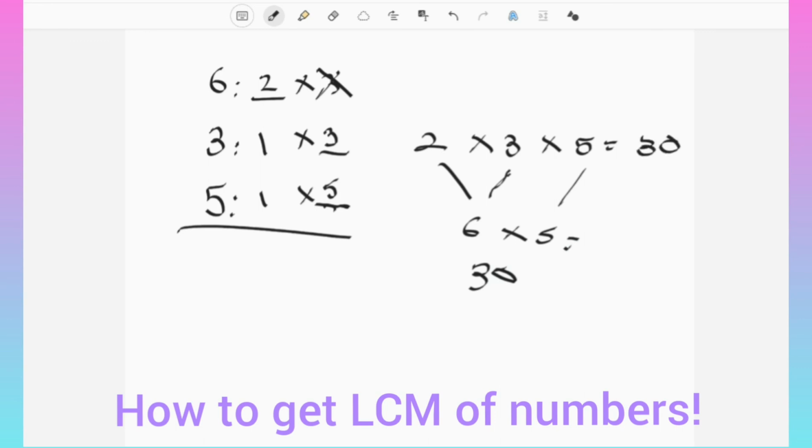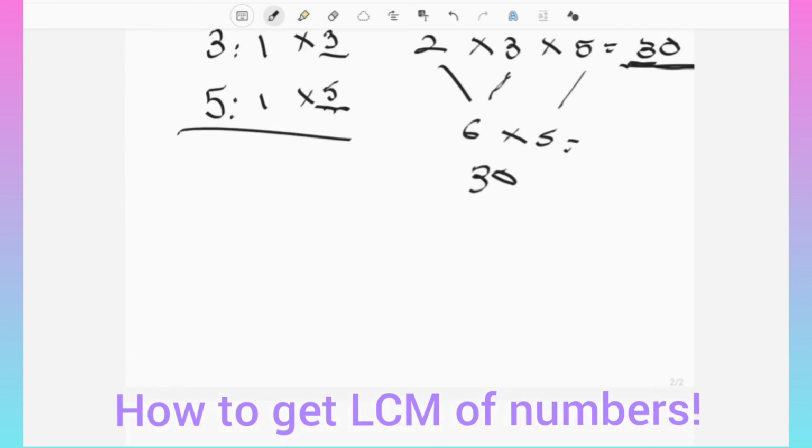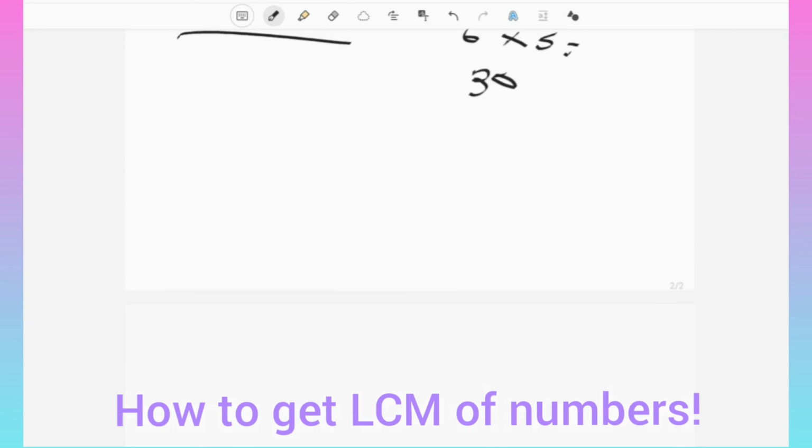30 is our LCM. And that was basically it, and hopefully you guys enjoyed. Also, a quick reminder is that you can use the same method with bigger numbers as well. And yeah, bye.